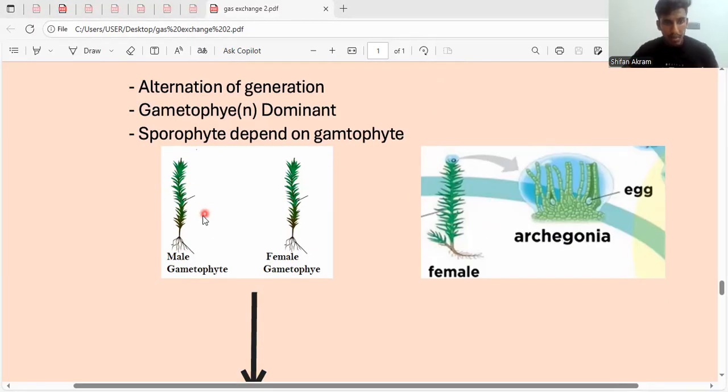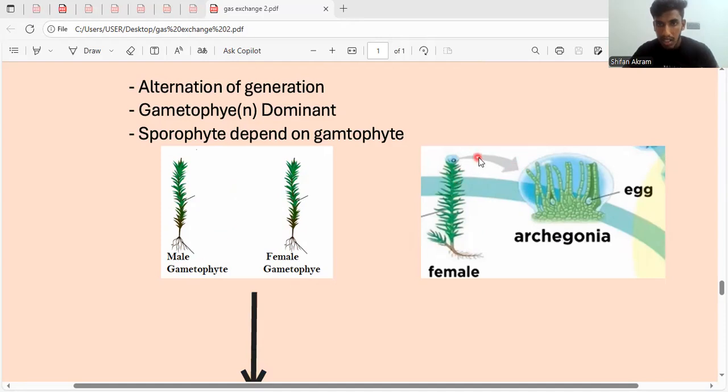So this is the male gametophyte of Pogonatum, and this is the female gametophyte, and they are two separate plants. So this is why they call it dioecious, which means unisexual. They have two different plants. So this male gametophyte produces something called antheridia, which is the male sex organ, which produces the sperms. And the female gametophyte contains archegonia, which produces the egg.